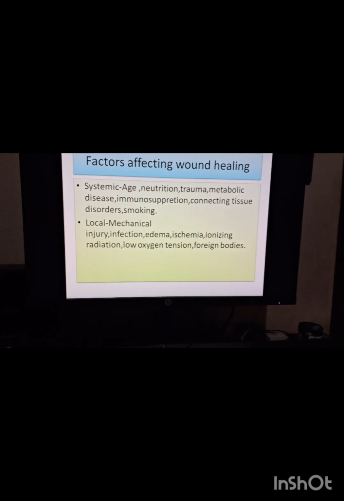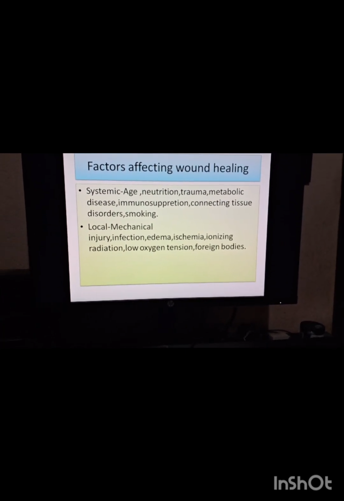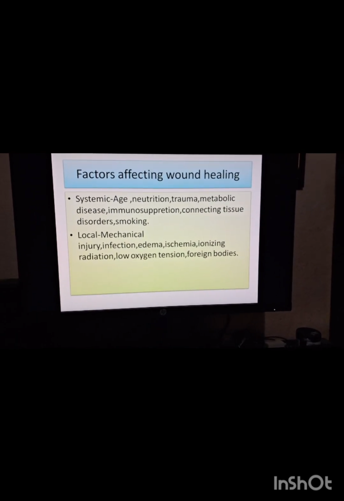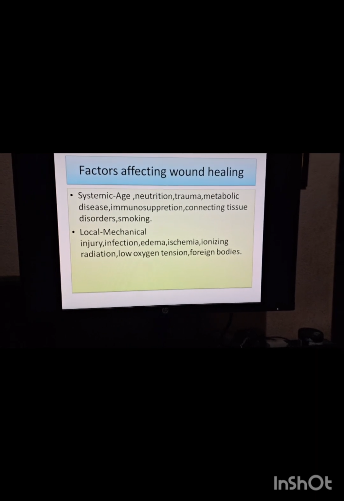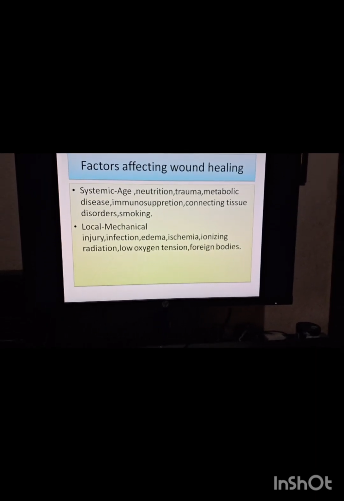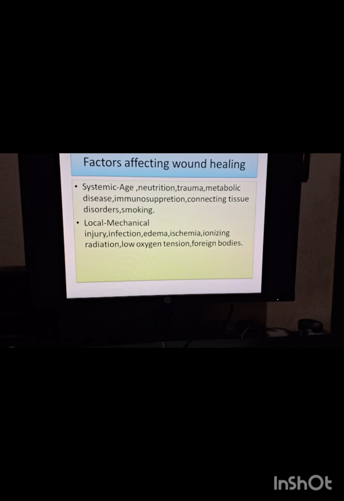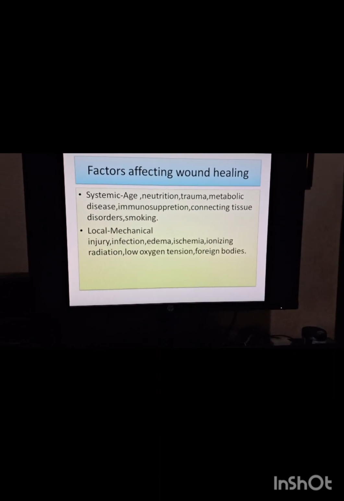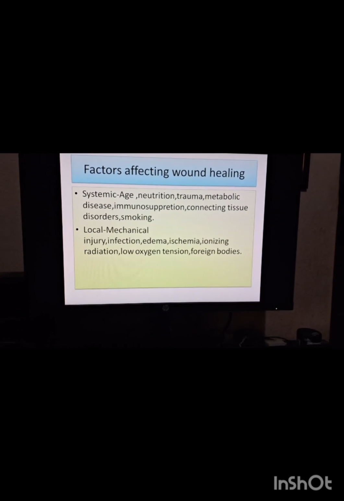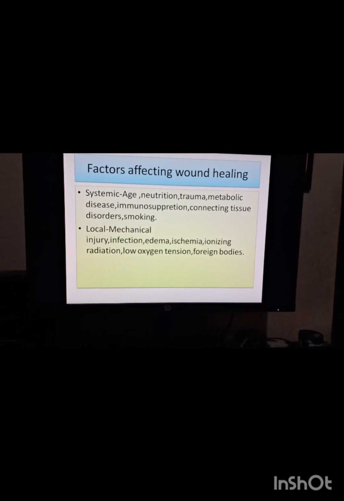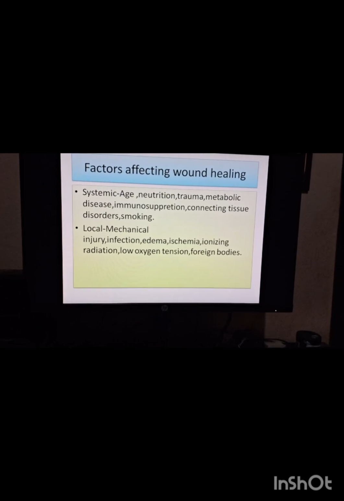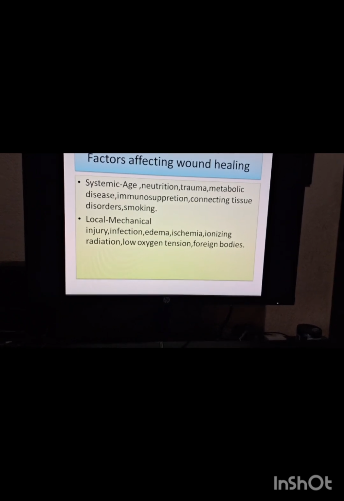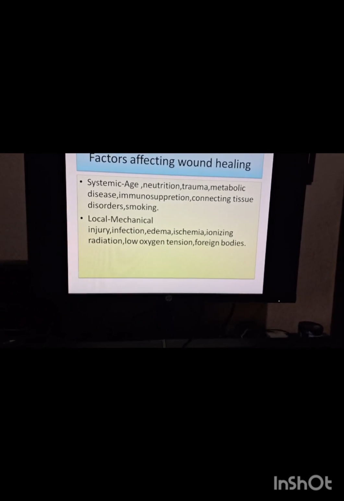Now, these factors are systemic, like age of the patient, nutrition, trauma, metabolic diseases, immunosuppression, connective tissue disorders, smoking. These are the systemic factors that hamper wound healing. Local factors are like mechanical injury, infection, edema, ischemia, ionizing radiation, low oxygen tension, and foreign bodies. Some are modifiable, some are unmodifiable.